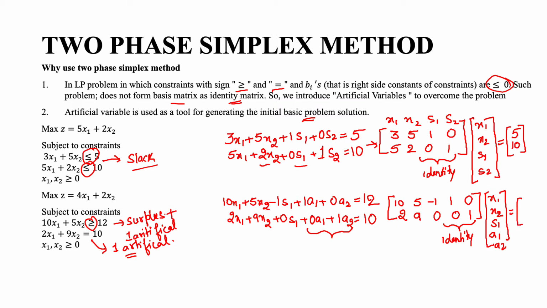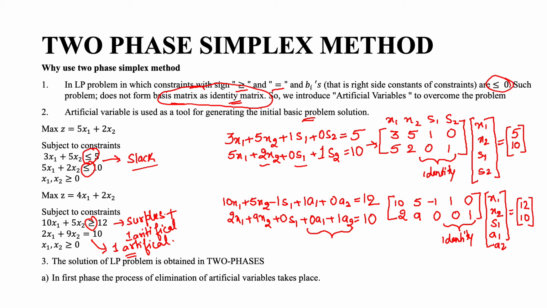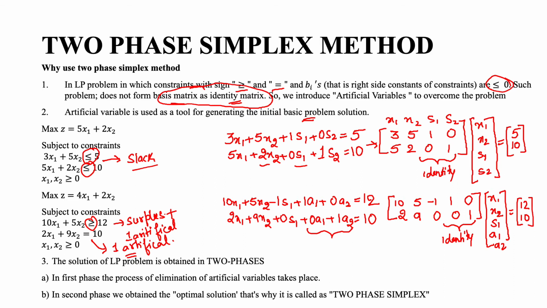So why are artificial variables used? Artificial variables are used to convert my basic matrix into an identity matrix. Okay, so the solution of an LPP is obtained in two phases. In the first phase, we eliminate our artificial variables from the problem, and then in the second phase we use the simplex method to obtain the optimal solution. So since there are two phases, in the first we are removing our artificial variables, and in the second step we are getting the optimal solution. That's why it's known as the two-phase simplex method.